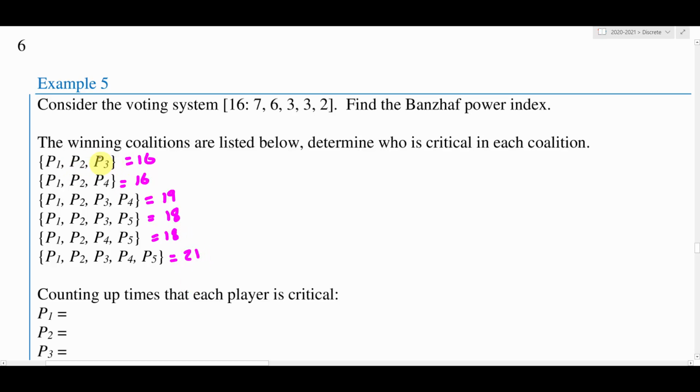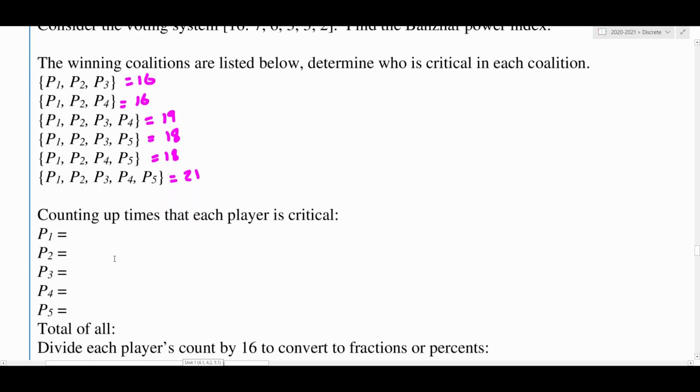All right, so I've got all the winning coalitions listed. I know all of their weights, and now the next thing I want to do is count up how many times each player is critical. If you're a critical player, that means inside of a winning coalition, if you were to leave that coalition, they would go from a winning coalition to a losing coalition. That means if you left and their total weight dropped below 16, then you're critical.